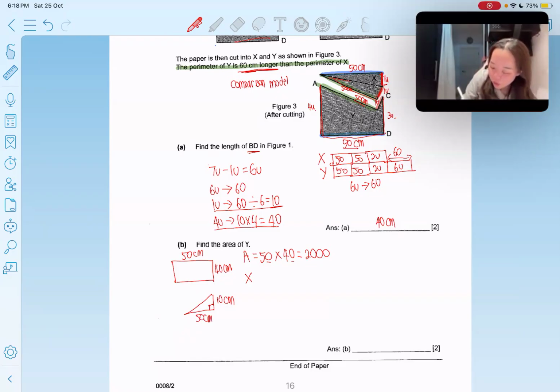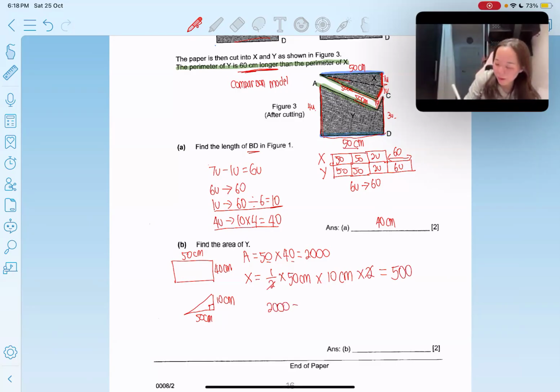So to find x, it is equal to half times base times height. My base is 50 cm, my height is 10 cm, and I have 2 triangles, so I need to multiply by 2. If you just press your calculator, you will get 50 times 10, 500 cm squared. So to find y, I just take 2000 minus 500, I will get 1500. So my answer is 1500.